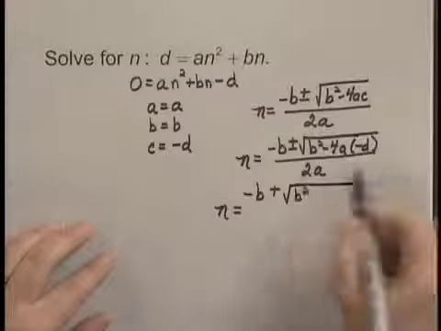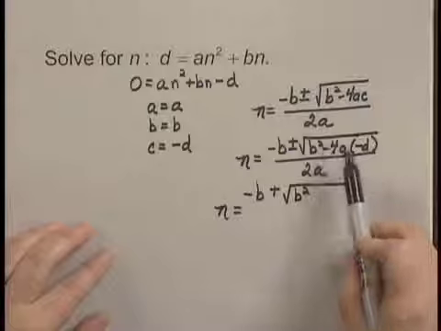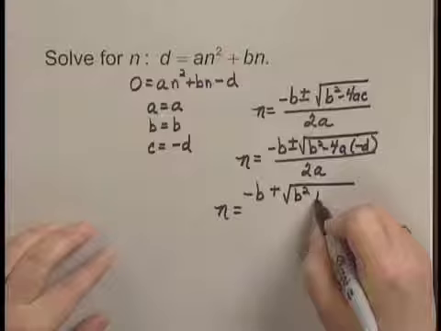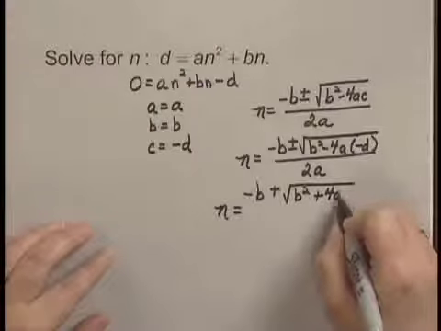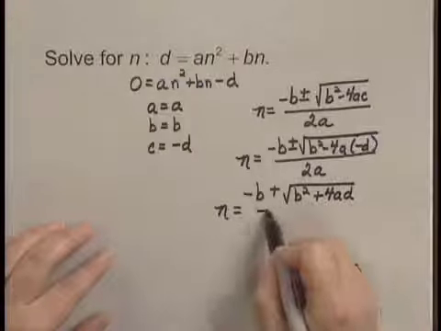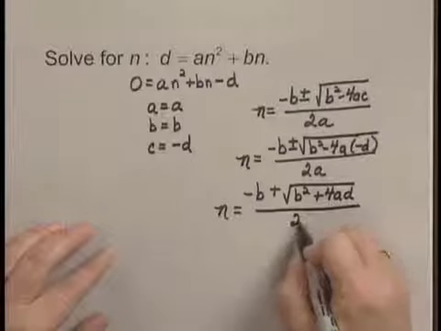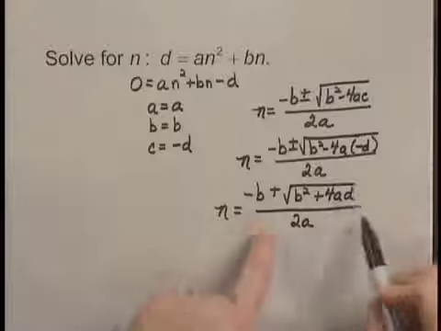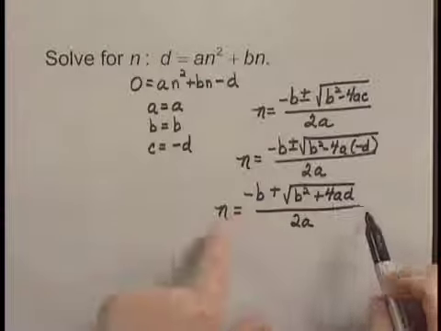b squared. Now I have minus 4 times a times the opposite of d. That'll give me plus 4ad. And all that will be written over 2a. Since I have n by itself on the left side, no occurrence of n on the right side, I've solved for n.